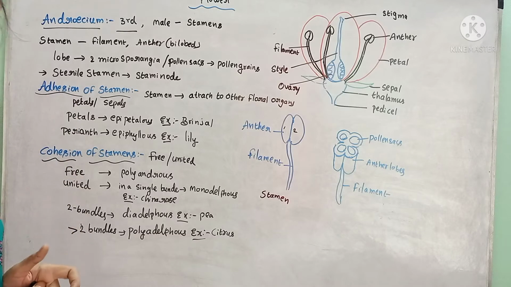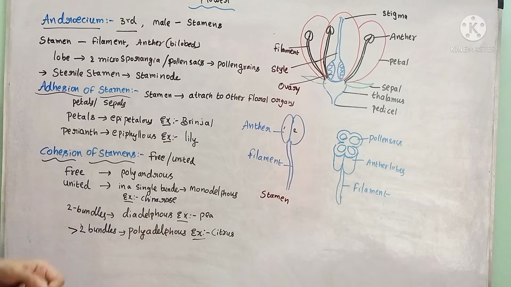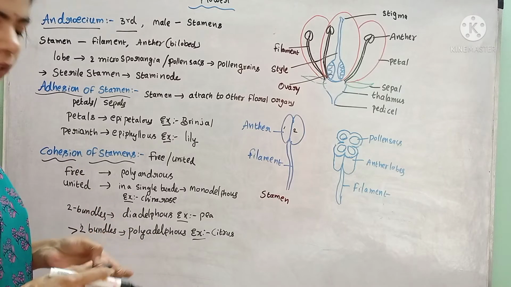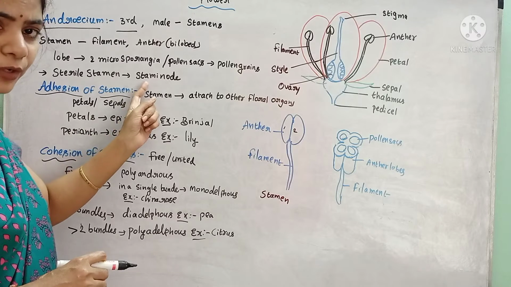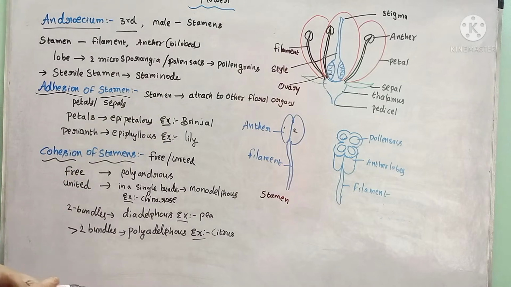Okay, and there are some sterile stamens also present. In some flowers they consist of sterile stamens which are not able to fertilize. They are called staminode. What is the staminode? The sterile form of the stamen is called staminode.